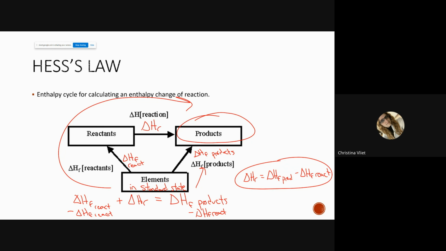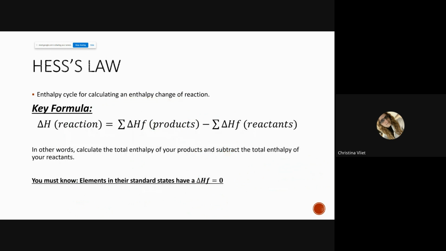But it leads to the same formula. So the idea here in Hess's law is that you can construct from 3 separate reactions an equation to calculate the delta H of a reaction. This is a reaction from the standard state of elements to their reactants, the standard state of elements to their products, and then the overall reaction.